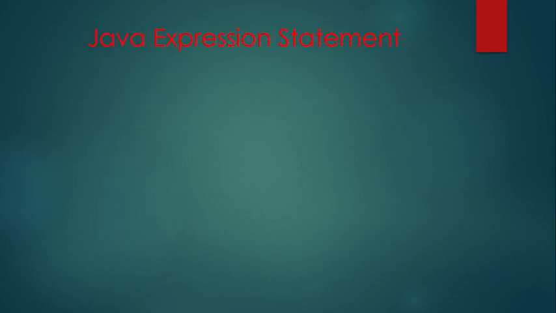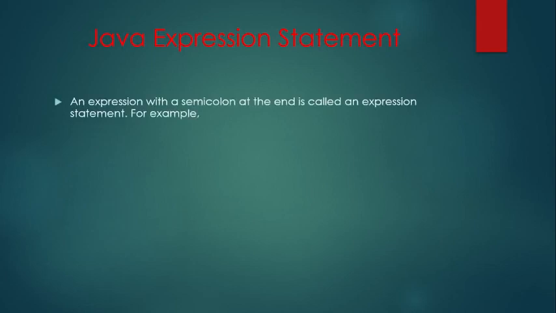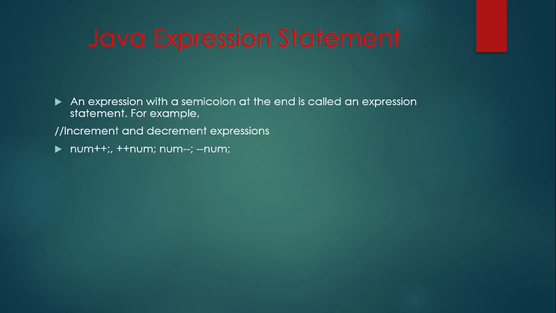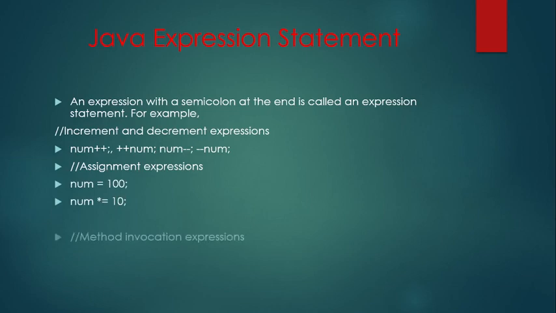Now the second one is the Java expression statement. An expression with a semicolon at the end is called an expression statement. For example, increment and decrement expressions: num++, ++num, num--, --num. Assignment expressions: num = 100, num *= 10.